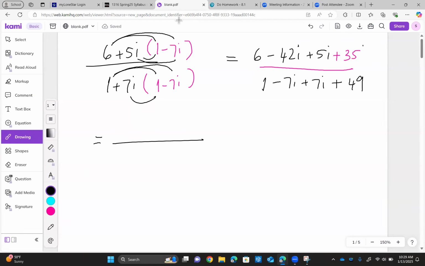Now, 6 plus 35 is a total of 41. And then these two imaginary parts, when we combine them, that's a negative 37i. Negative 42 and 5, when we combine them, that's a total of negative 37. Here at the bottom, negative 7i and positive 7i cancel out, and we get 1 plus 49, which is 50. So this is what I get as an answer for this division problem.